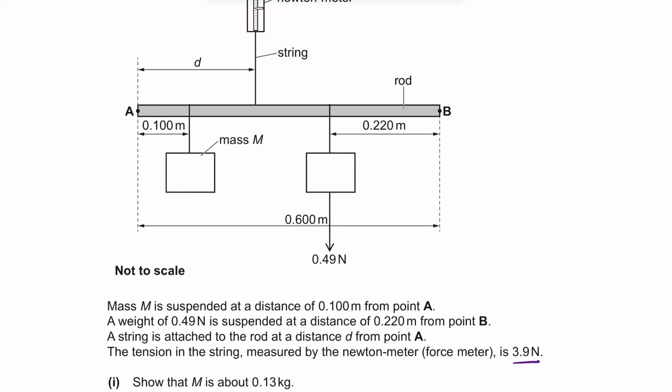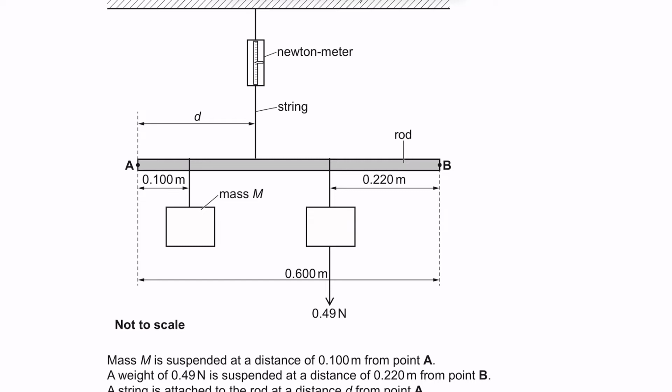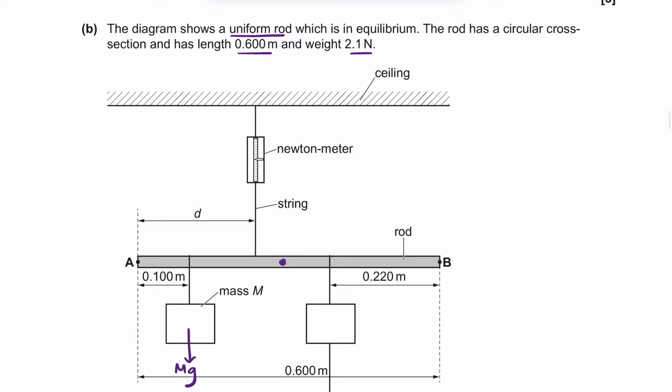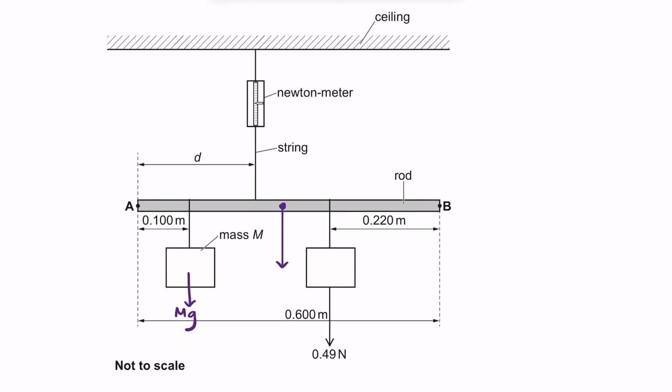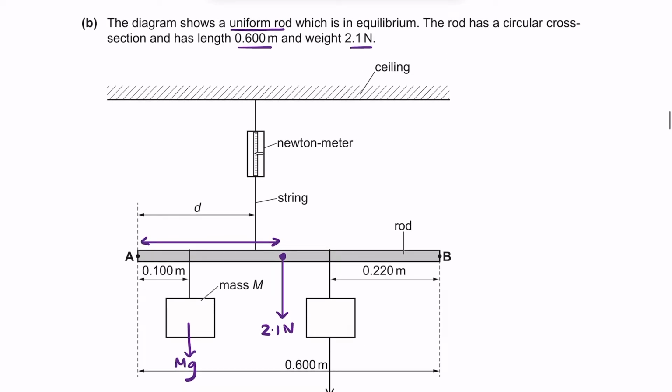So first of all, I would just annotate my diagram with all the different forces given to me at various distances. There's the mass m, and the weight due to that will be mg, and that's given to me from 0.1 meters away from A. Then what they haven't mentioned is the weight of the rod, which is 2.1 newtons. If I say that that's roughly the center, then 2.1 newtons is acting at the center, and the distance is going to be 0.300 meters from each end. And we have also been given the tension, which is acting like so.